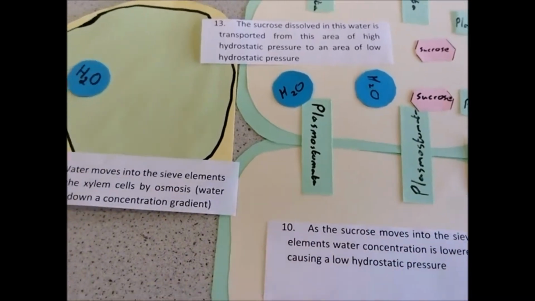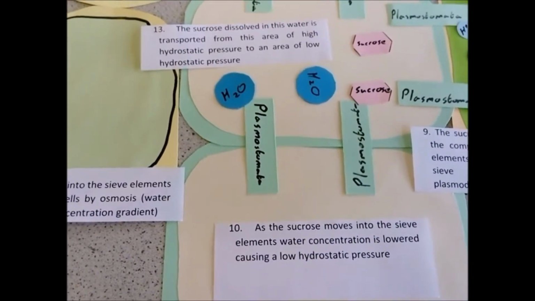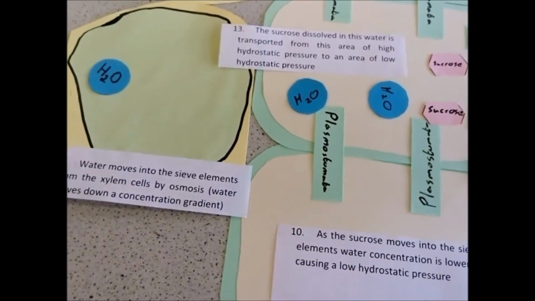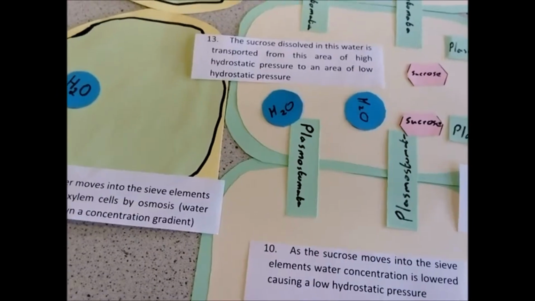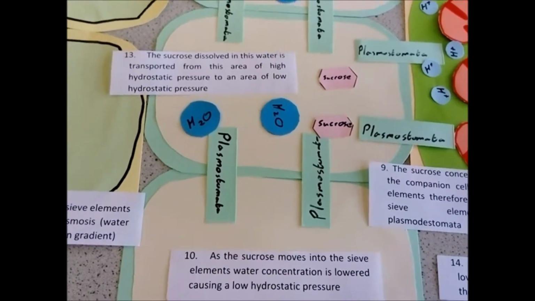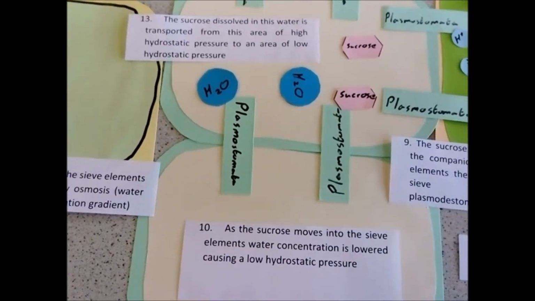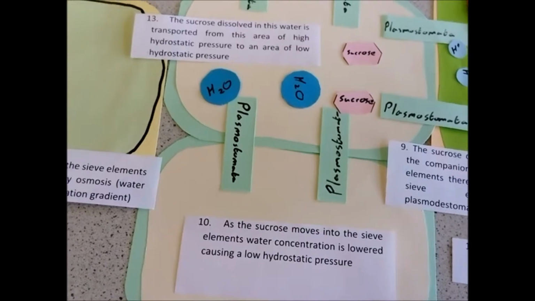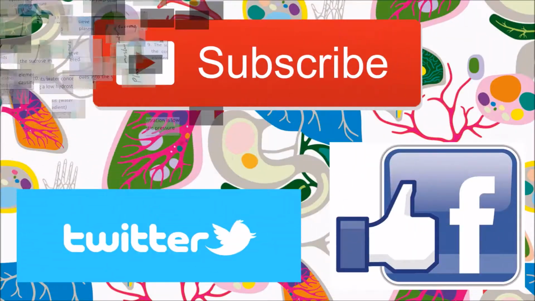So once the hydrostatic pressure decreases at the sink, the water will diffuse out of the phloem sieve elements into the sink, so somewhere in a root. That will carry the sucrose with it, and the sucrose will be stored in those sink areas.